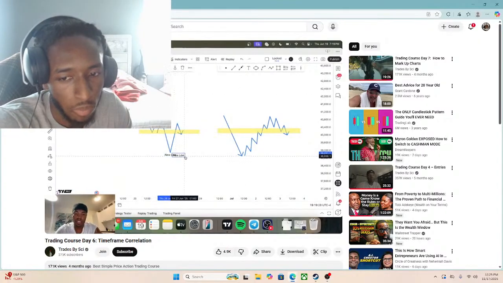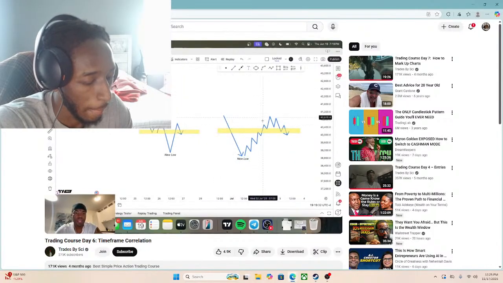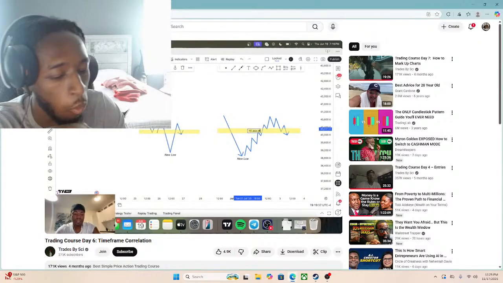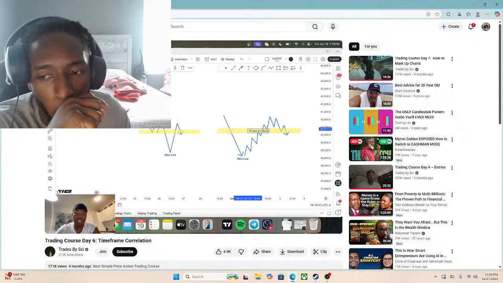So I'm gonna go ahead and drag this across. This is our new low as well, but this is our 15-minute time frame. So let's say 15-minute TF. You can even say 5-minute TF, whichever one you can see it clearly on.